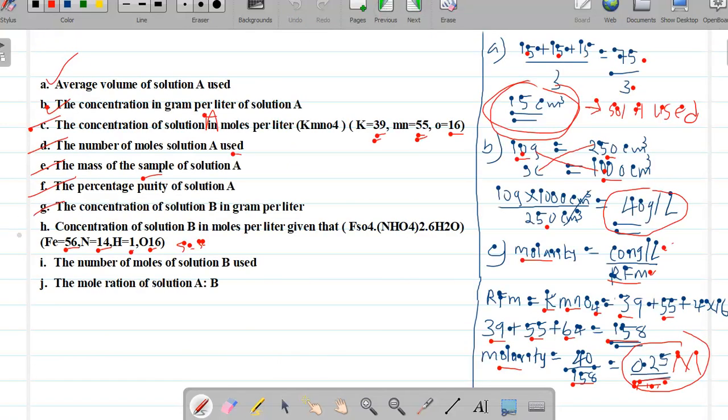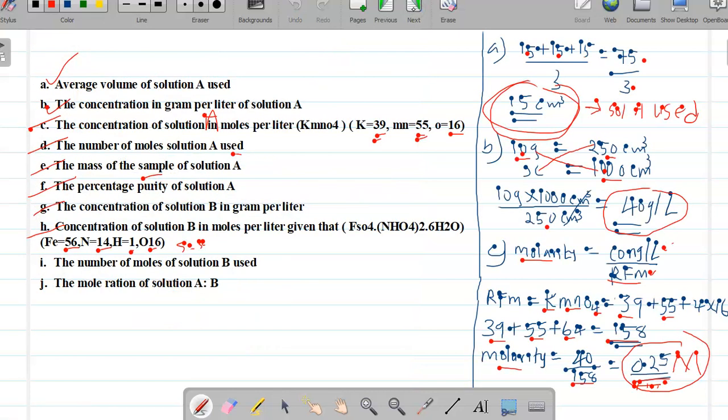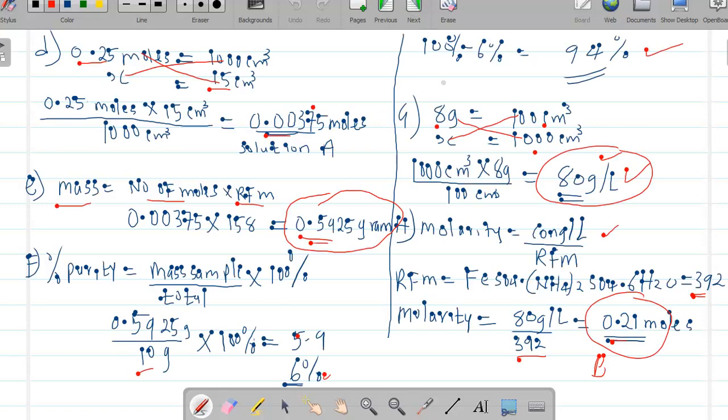Then the next question is asking, question I, the number of moles of solution B used. To get the number of moles of solution B used, you have the volume of solution B used. So the volume, using a pipette, 25 centimeter cube of solution B in a clean conical flask. So this is now the volume of solution B used, 25. We have already obtained the molarity in part H. The molarity of solution B is 0.21.